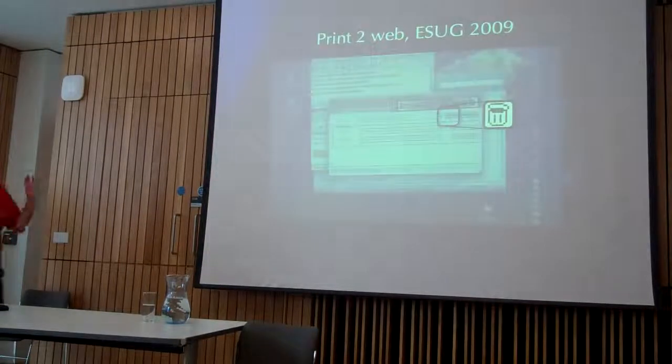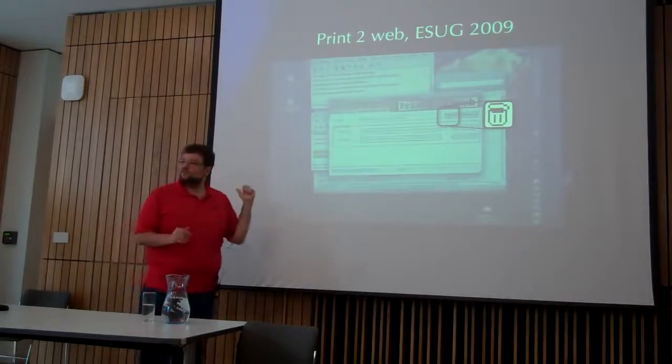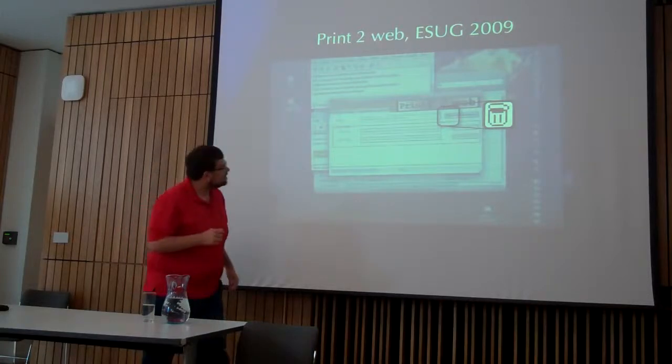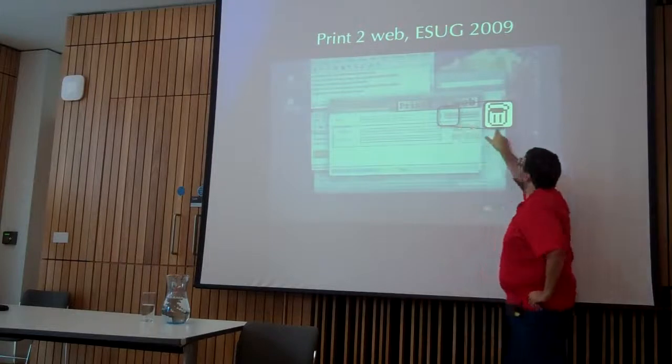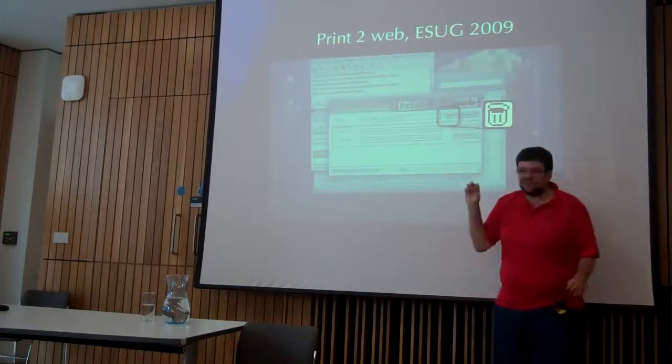And this is great. This here is a frame of a video from ESUG 2009, a demo of an application called Print2Web. And you'll see here, that's where the mouse cursor is. It's the garbage cursor. And if you play the video, you're going to see that this cursor is flickering like crazy.